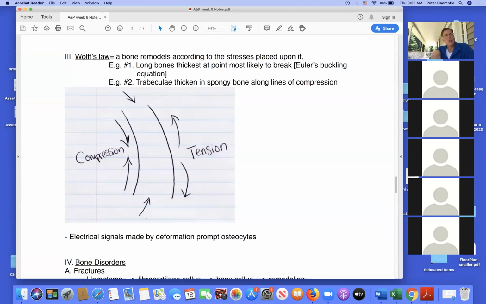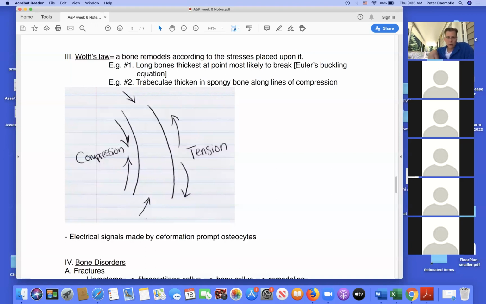So what's the take-home message? I think on the test, I'm going to ask you about Wolff's Law, and you've got to know that forces placed upon bones make them remodel. That's just a fact. And that's why exercise is important in strengthening bones and preventing osteoporosis, or thinning of bones.